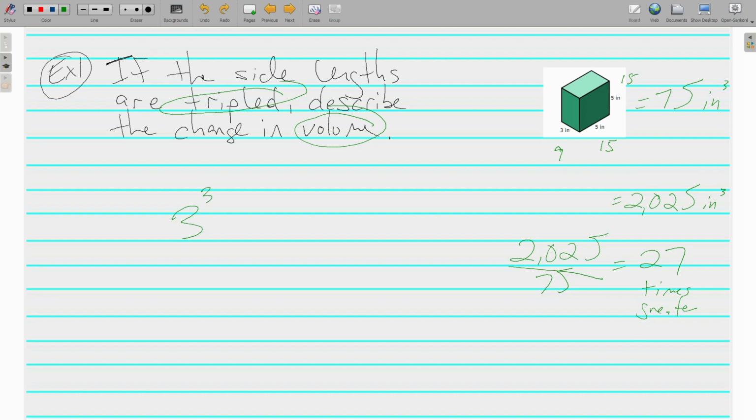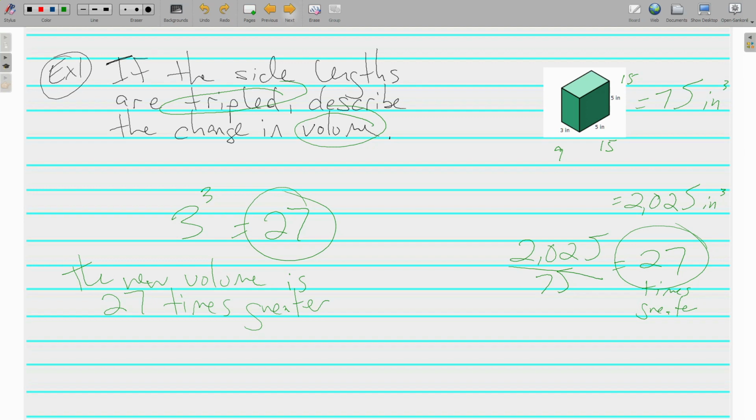Okay, 3 to the third power, 3 times 3 times 3 is 27, which is what we got here when we did it the long way. Okay, the new volume is 27 times greater. That's the change in scale when you triple all the side lengths of this rectangular prism.